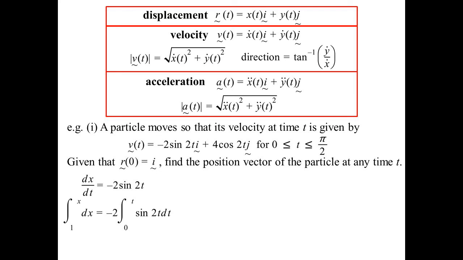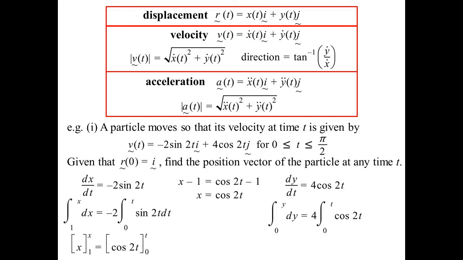Initial conditions were that when t equals 0, we were 1 in the horizontal direction. We want to link time and displacement. So carrying out our integration, we come up with x equals cos 2t. The difference now is we also have to look at the vertical direction. What's happening there? We'll do exactly the same thing, but now in the y direction. So y dot to t would be 4 cos 2t.